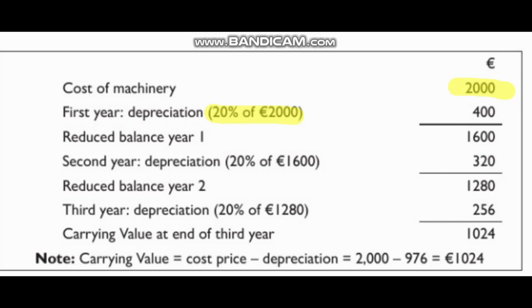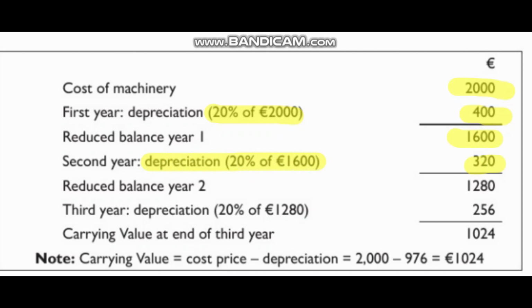Now you have a reduced balance or the carrying value after year one, which is 1,600 euros. Now for the second year, your depreciation again would be a fixed rate of 20% on 1,600 euros. Now your depreciation charge for the second year is 320 euros.